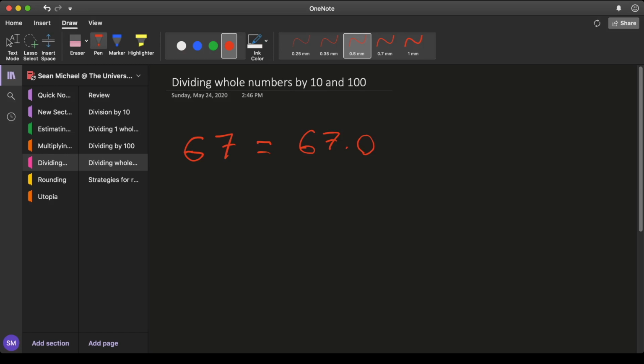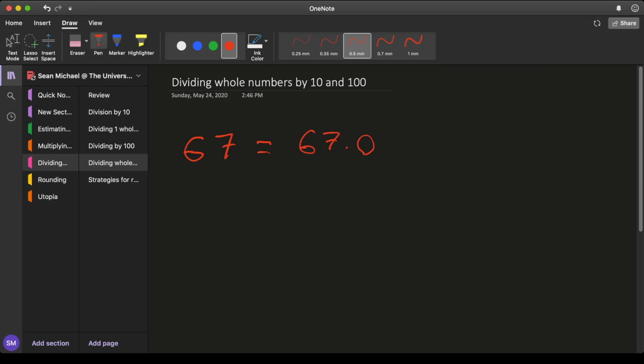I often put this there just to help. This is equal to the same. This is saying there's 6 tenths, 7 ones, and nothing else. And this one's saying there's 6 tenths, 7 ones, and nothing else really, because the 0 basically is saying nothing.